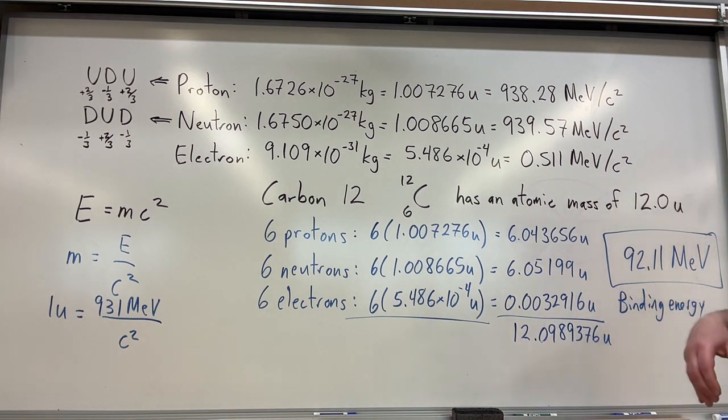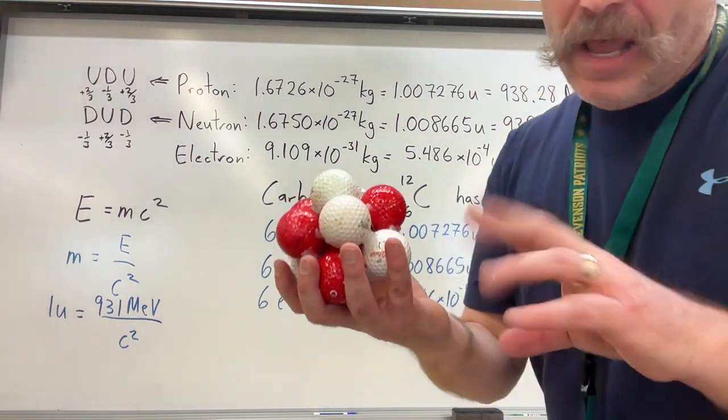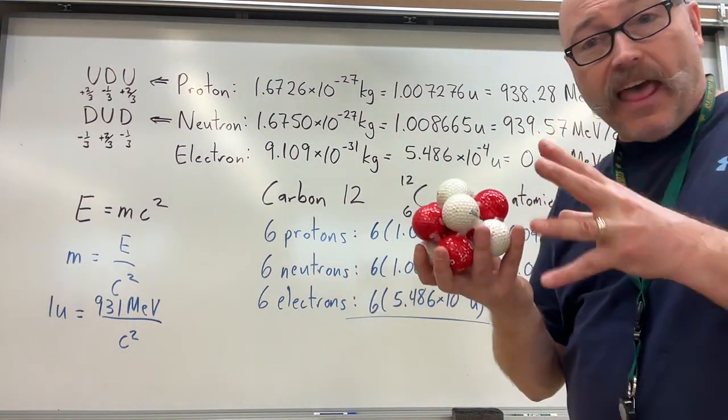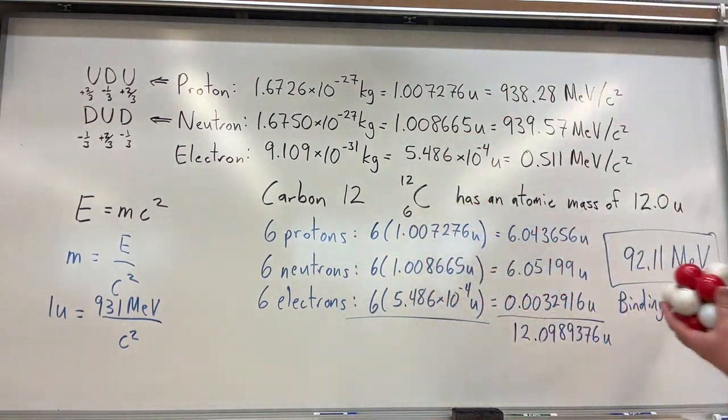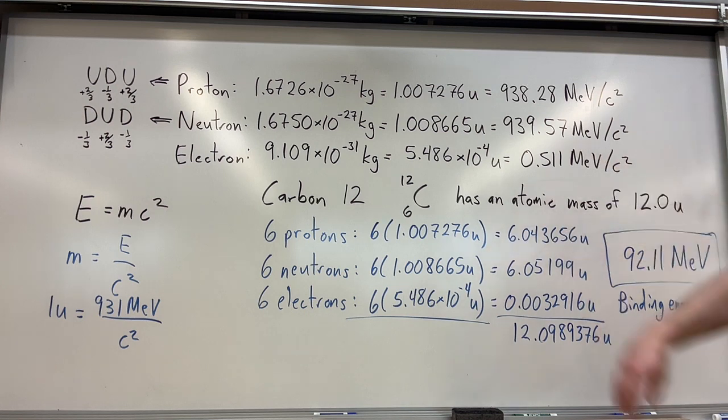So when I fuse, hence why it's called fusion, when I fuse 6 protons and 6 neutrons together, this amount of energy is the amount of energy that's holding it together. So if I want to break a carbon nucleus apart, I need at least that much energy.